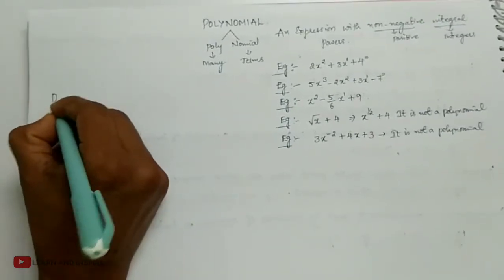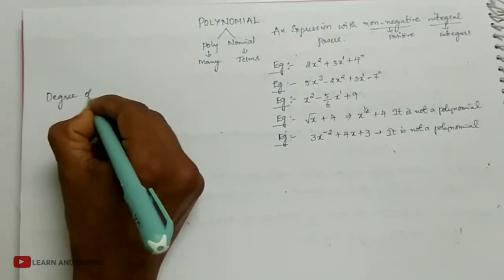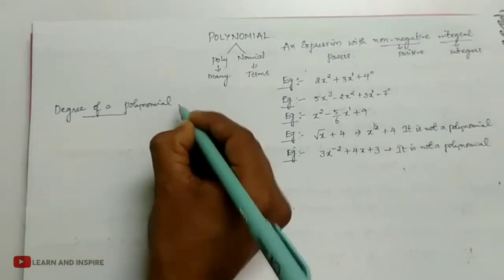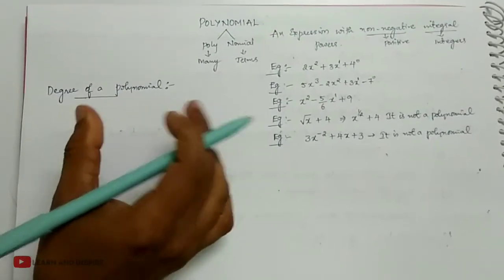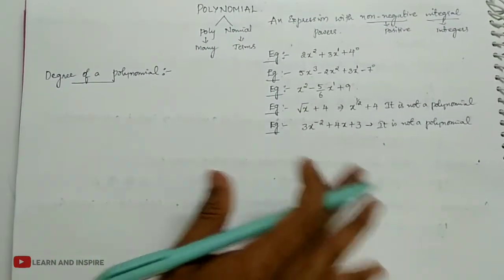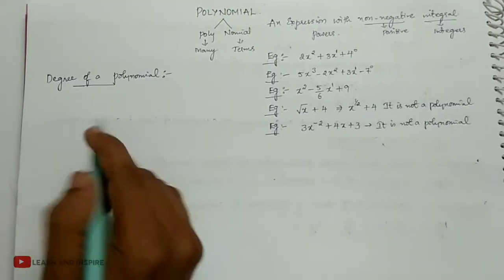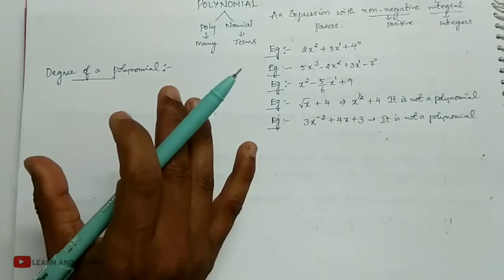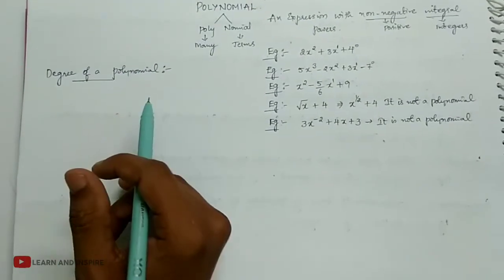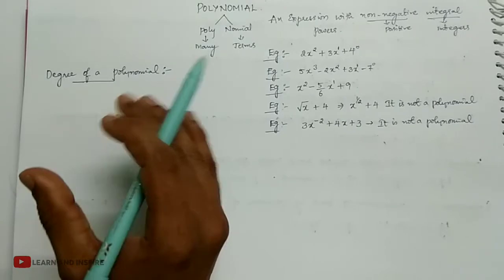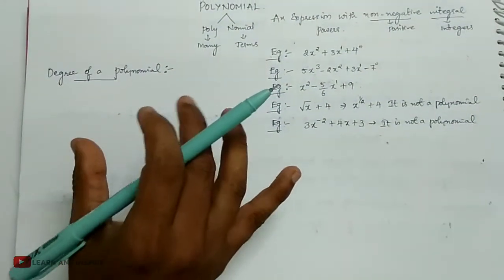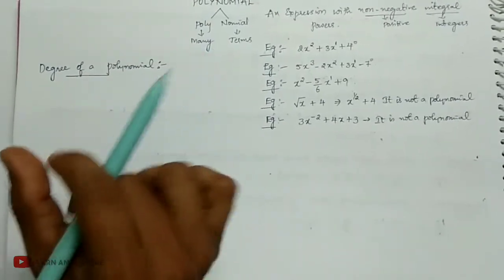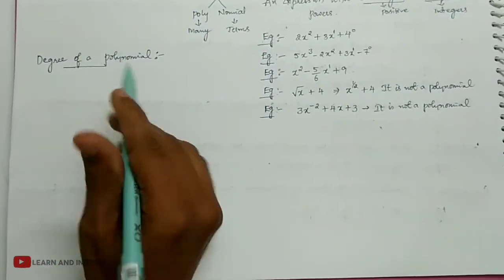Next topic is degree of a polynomial. So what is this degree of a polynomial? This topic is also discussed in class 9, and again we discussed this topic in class 10. The degree of a polynomial is nothing but the highest degree in the expression. The highest power of the variable in the given polynomial is known as the degree of a polynomial.